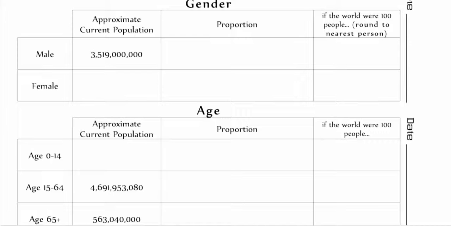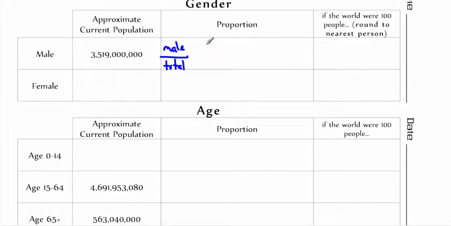Let's take our first one here on gender. They tell us that there are 3,519,000,000 males in the world. We want to use a proportion to figure out how many males there would be if there were only 100 people in the world. Think of how we did it in class. We wrote our little cheat sheet. This time we want to compare males to the total population.